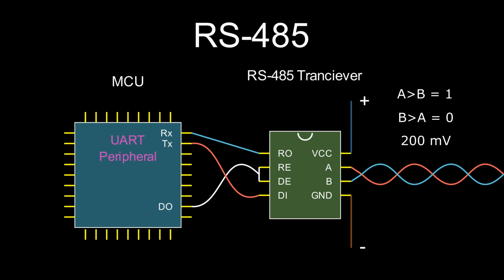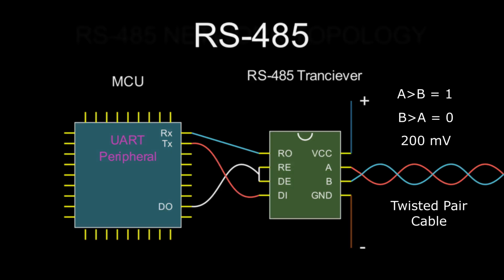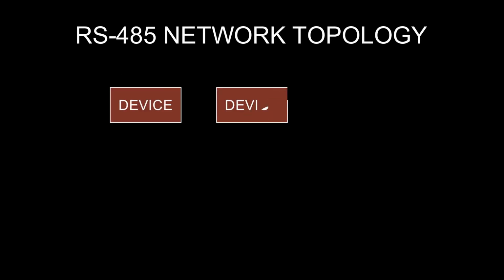You might have noticed, the wires connected to A and B are wrapped around each other. This is called a twisted pair cable. Twisted pair cables are commonly used for differential signaling, such as in RS-485 communication, due to several key advantages that enhance signal integrity and reduce interference. We will explain how they help protect signal integrity in another video. Let's move on with RS-485 network topology.